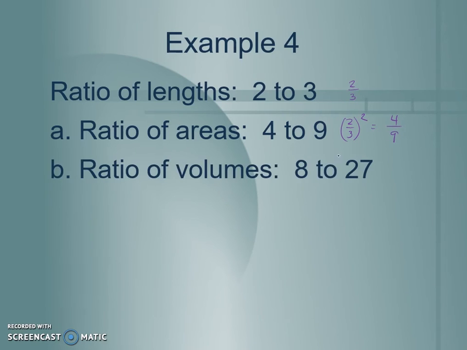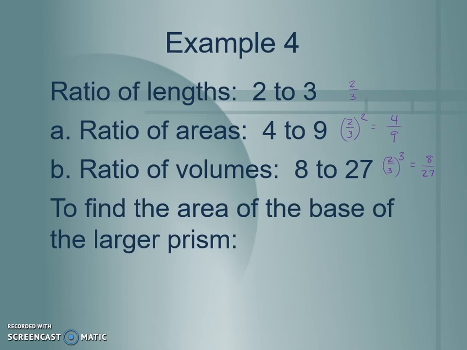And the volumes, so same thing, we're taking the ratio of their sides. Now we're cubing them. 2 to the third power is 8, and 3 to the third power is 27. So that's where those ratios of volumes are coming from.